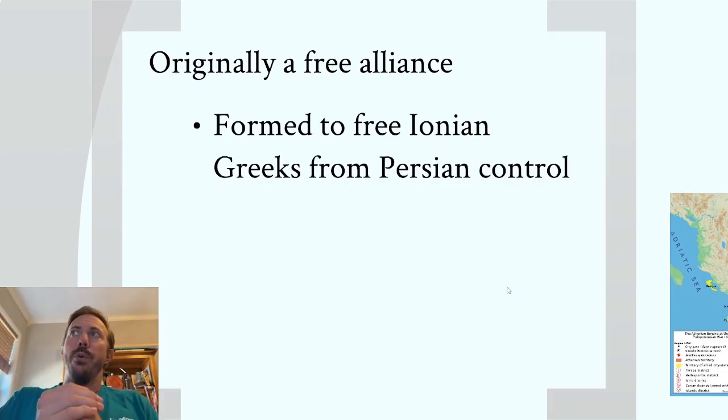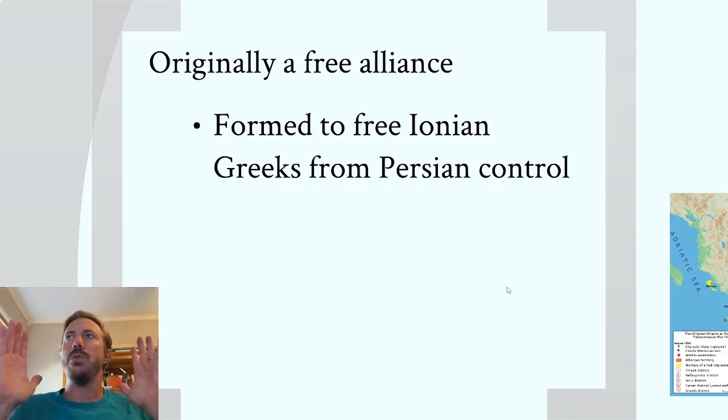And it was originally formed to free Ionian Greeks from Persian control. Reminder, the Ionian Greeks are there on the coast of Asia Minor, and they were under Persian control. So the Delian League was formed in order to free the Ionian Greeks from Persian control, because, as we've discussed, in the 400s BC, the Greeks celebrated the fact that they were free, slaves to no king.